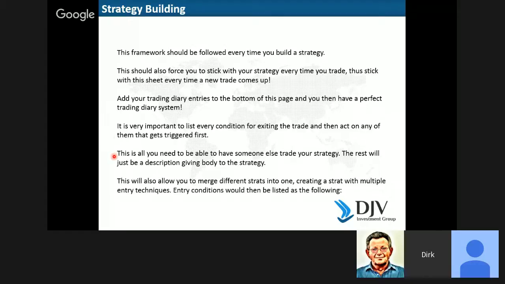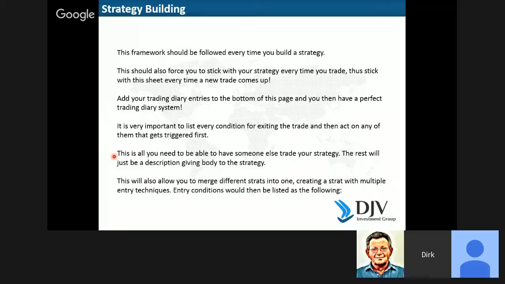This is really all you need to have someone else trade your strategy. Remember what I said within the course material, and the Saturday sessions and those webinars. You need to be able to give a complete stranger your written strat, give them access to your account, and go on holiday. They should then be able to duplicate every single trade the exact same way as you would have taken the trades. If they can't do that, then your strategy is not written correctly.